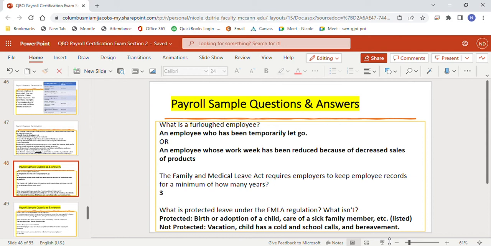What's protected? The birth or adoption of a child, the care of a sick family member, and I put etc. because I have them all listed in an earlier slide. Not protected, vacation. So if you want a vacation, no. If you were caught, you're going to possibly be fired or sued, because you can't use FMLA to go on vacation. Or a child that has a cold and the school calls. If that child doesn't have a main illness that you already established FMLA for, you cannot use that. Or bereavement. If you had a death of a family member, that's not under FMLA. So bereavement does not count.